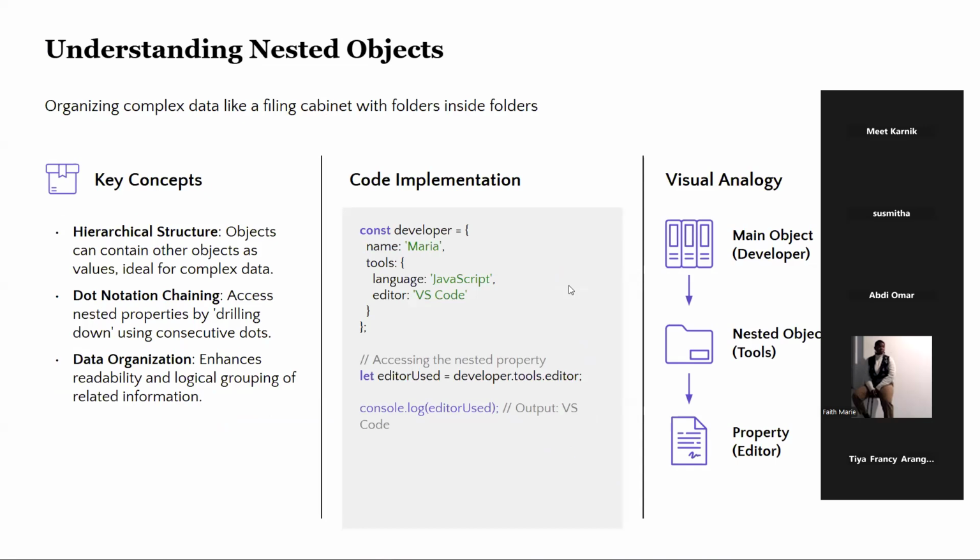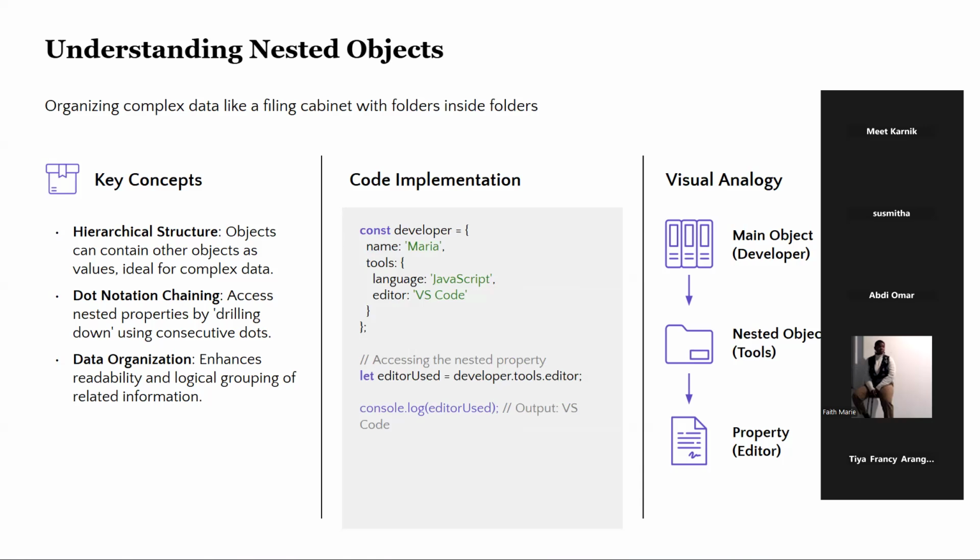Now let's take a look at nested objects. A nested object is simply, like the name suggests, an object inside another object. This is useful when the data has multiple levels of detail and you want to keep related information grouped together. A helpful way to think about this is like a filing cabinet with folders inside of folders. The main object is the big container, and the nested object is a folder inside it. The individual property is a specific piece of information inside that folder.